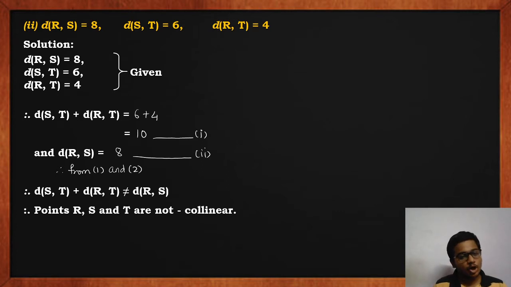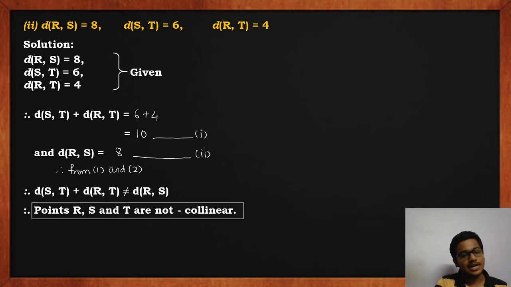If the points are not collinear, there doesn't even arise a question of betweenness, because when points are non-collinear, no point can be between the other two points. So hence, this is our final answer, that points R, S and T are not collinear. Now I have shown you one sum for collinear, one for non-collinear. Try out question number 3, 4, 5 and 6. Verify your answer with the solutions that I am displaying and try to solve them on your own.